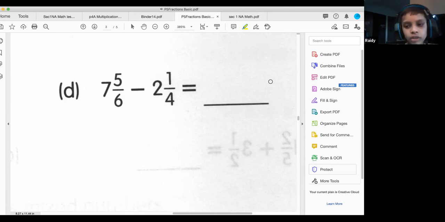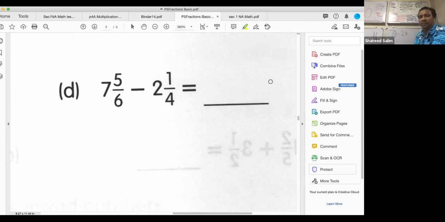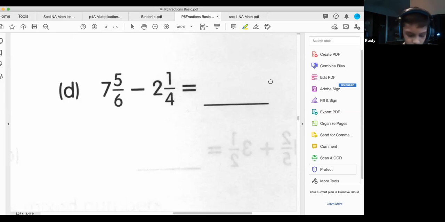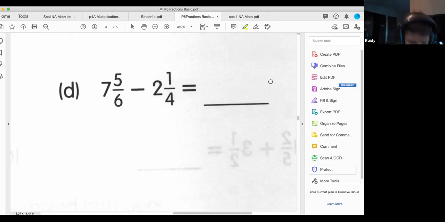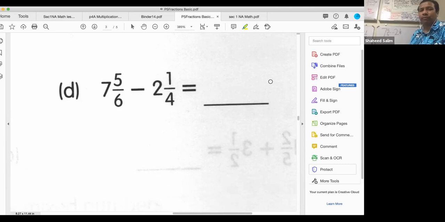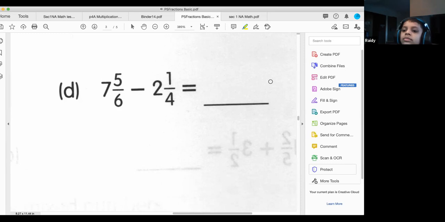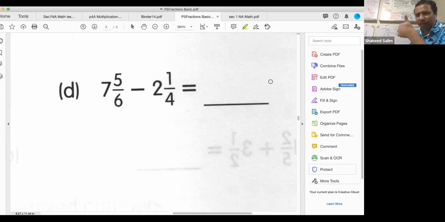Five whole 14 out of 24. 1 whole 14 out of 24. 14 and 24 can still be divided by 2. Five, 7 out of 12. Five, 4, 7 out of 12. Okay, let's see here. I think you got it right, Heidi.